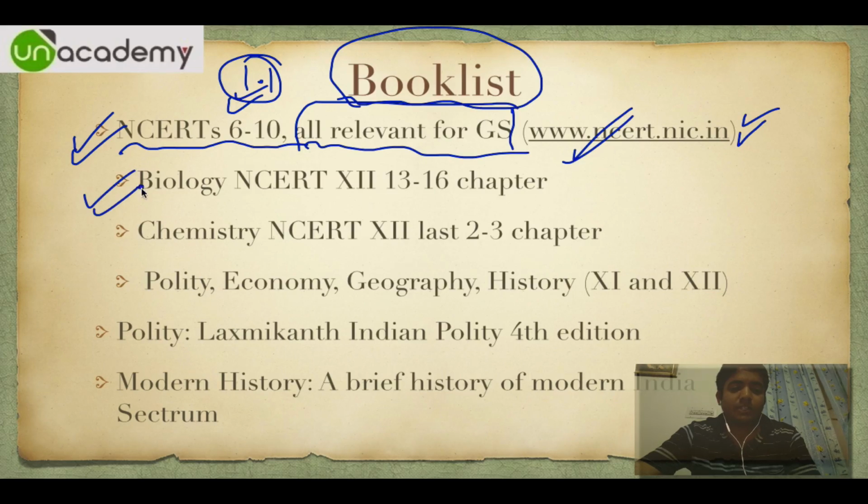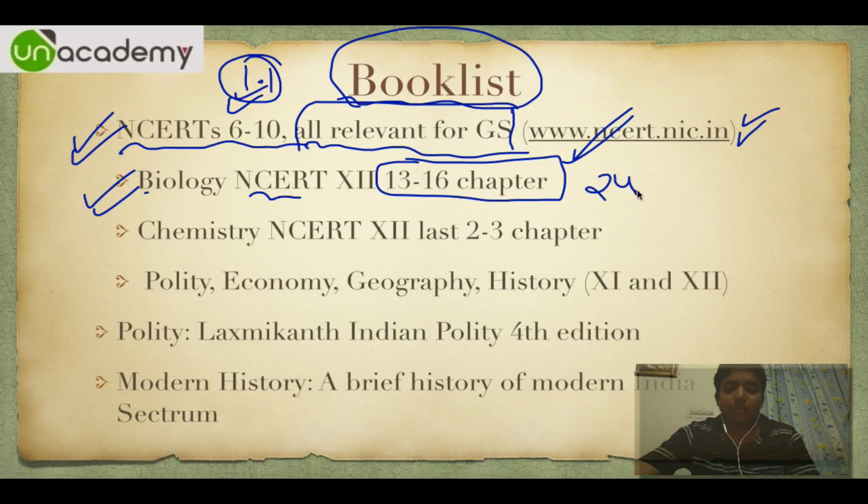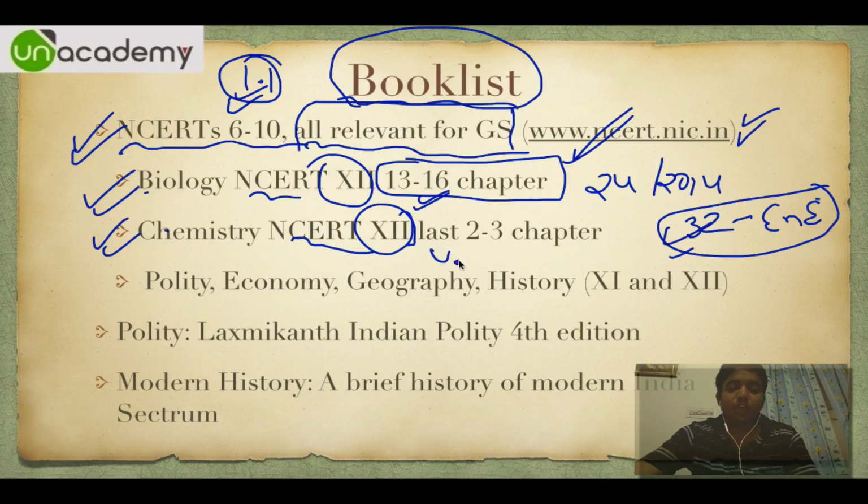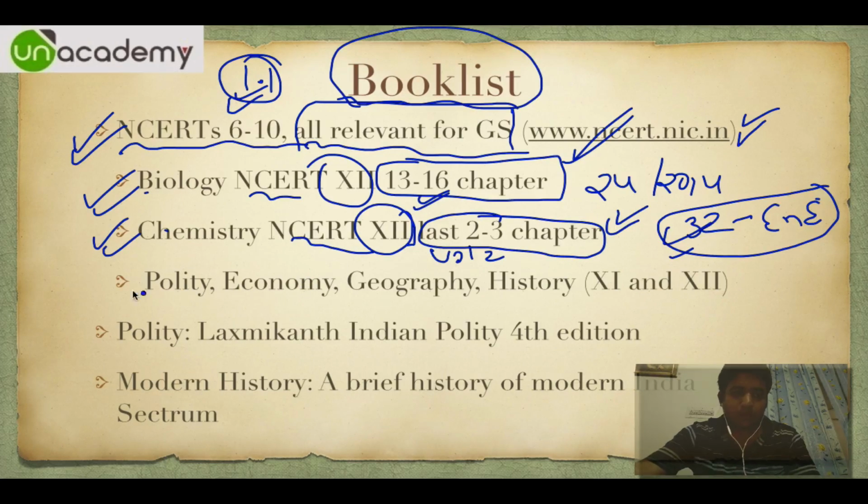Then for biology NCERT, do read the last 4 chapters. In the prelims on 24th August 2014, approximately 32 questions were from the environment and ecology section. Out of which, the biology class 12 NCERT's last 4 chapters had 5 questions. Similarly for chemistry, the class 12 NCERT volume 2, do read the last 2 to 3 chapters. They are also about environment, chemistry in everyday life and polymers.